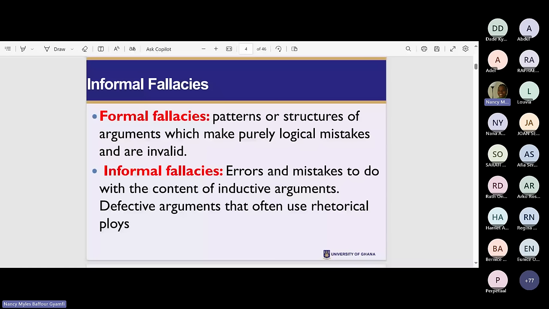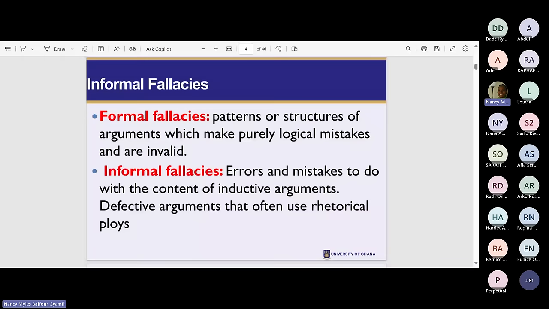You realize, therefore, that those fallacies, look on your screen, please, were purely logical mistakes. And so we described them as invalid ways of deducing. Validity has to do with deduction. So formal fallacies occur when the person reasoning is trying to reason deductively, but doesn't do it well. In other words, goes contrary to the pattern, goes against the form. That's why we say those are formal fallacies.